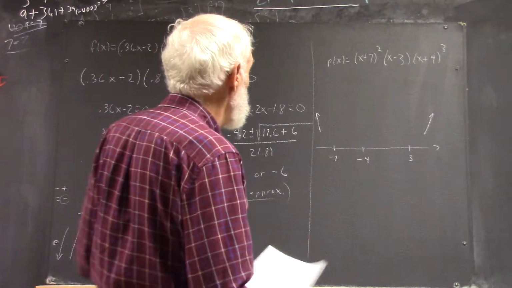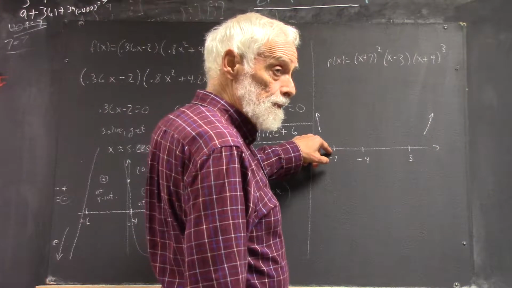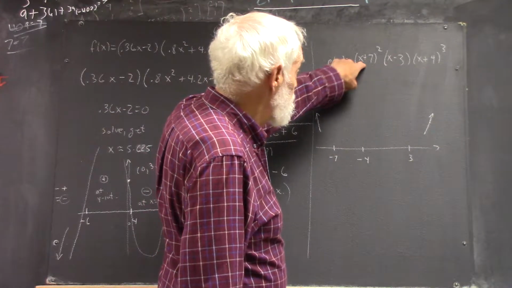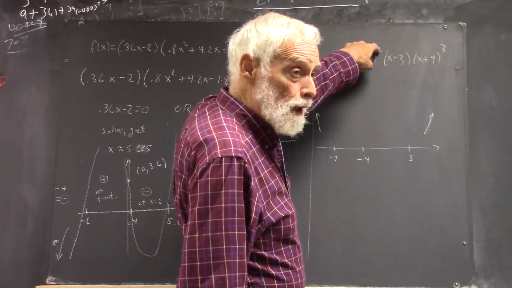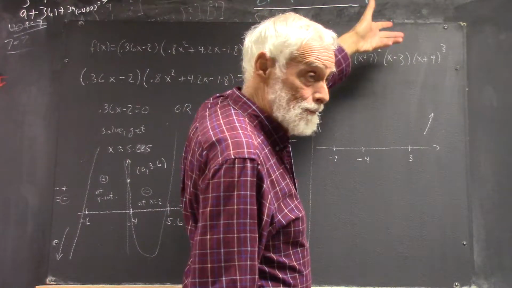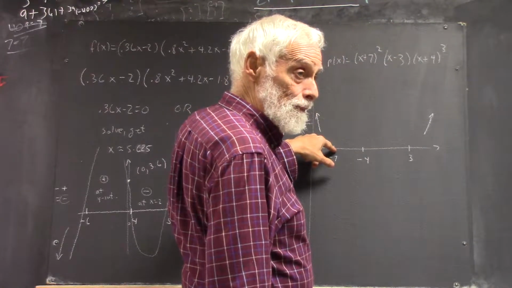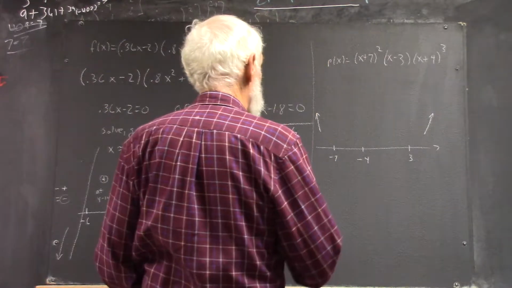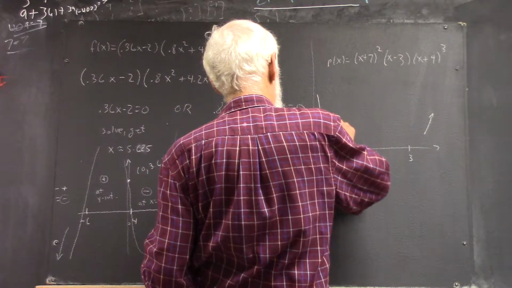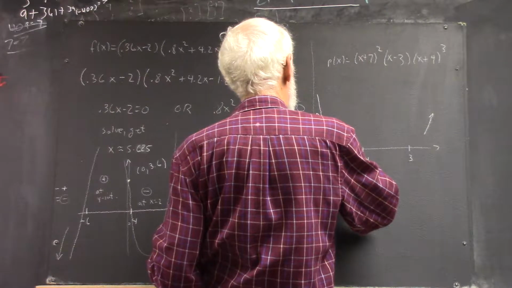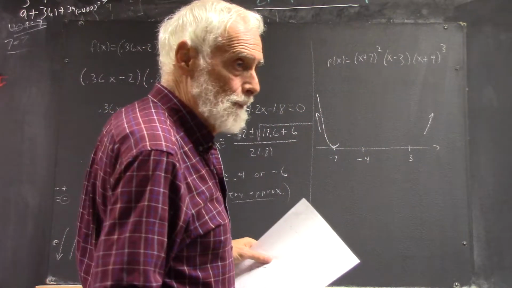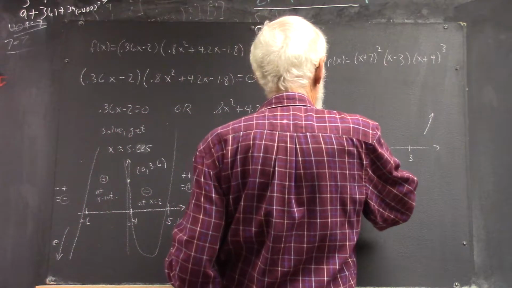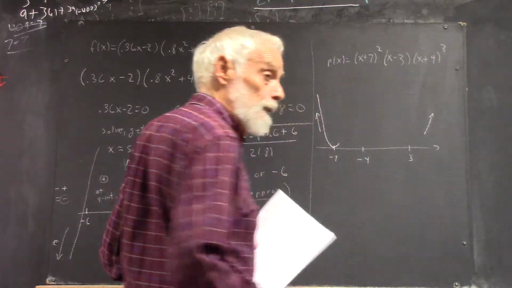Now, at -7, x plus 7 is squared, right? So it's going to act like an x squared function near this point, okay? So it's exactly what it does. It comes down here, and it does this, okay? Well, to get back to here, it's going to have to come up here and come back down, right?